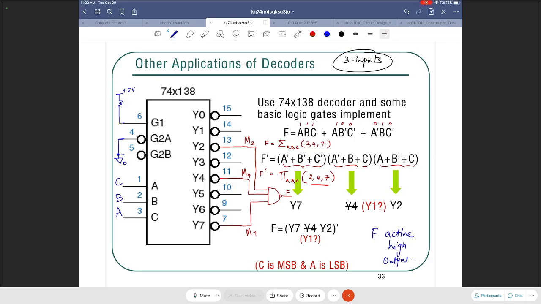Questions? Okay. Now let's go into the world of encoders. It's exactly the opposite job of a decoder.